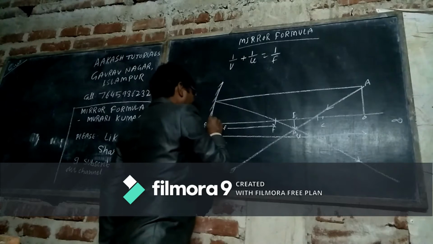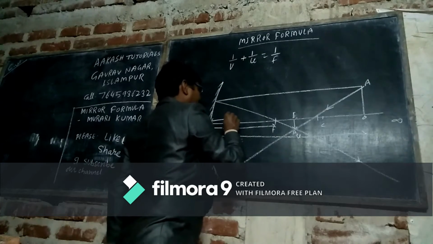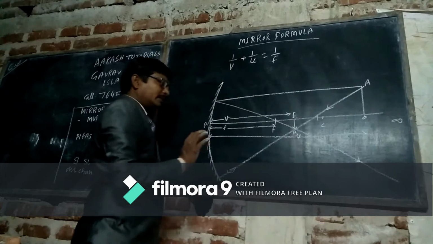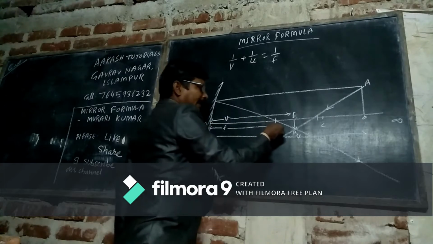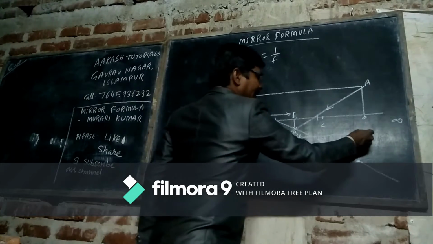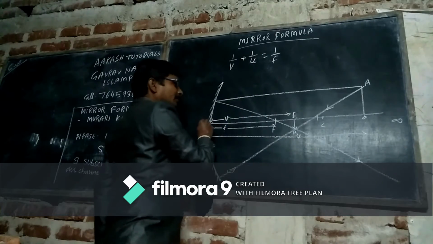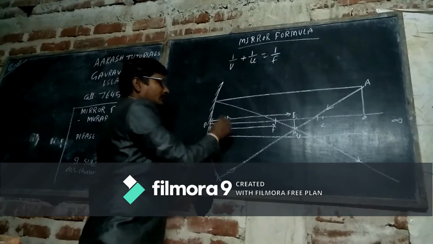So the distance between the mirror and the image will be V, the image distance. Got it clear? Focal length is the distance between the pole and the principal focus. U is the distance between the pole and the object. V is the distance between the pole and the image. These are U, V and F.